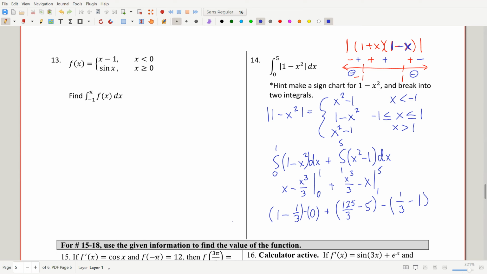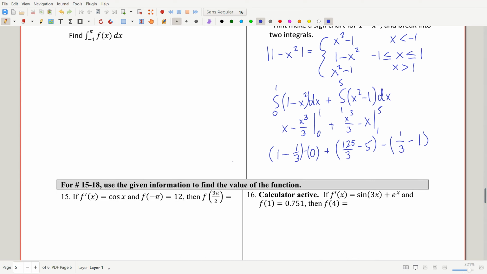So altogether we have, I'll just steal some space from the other problem. We have 2/3 minus 0, so 2/3 plus 125 thirds minus 1/3. I'm trying to get all the thirds together. And then I still need a minus 5 and a plus 1. Have I successfully not made any mistakes? I think so, yeah. So we end up with 126 thirds, which divides evenly. That's nice.